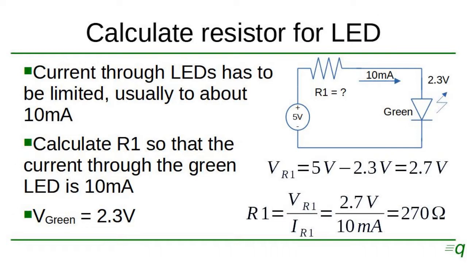The way we calculate that resistor is dividing the difference between the voltage supply and the voltage on the LED by 10 milliamps. In this example, we have a green LED, and if 2.3 volts is the voltage required on that LED for 10 milliamps, the resistor is going to be the difference between 5 and 2.3, which is 2.7, divided by the 10 milliamps, and that would be a 270 ohm resistor. For a blue LED, you would typically use a lower resistor, and for a red LED, a slightly larger resistor.